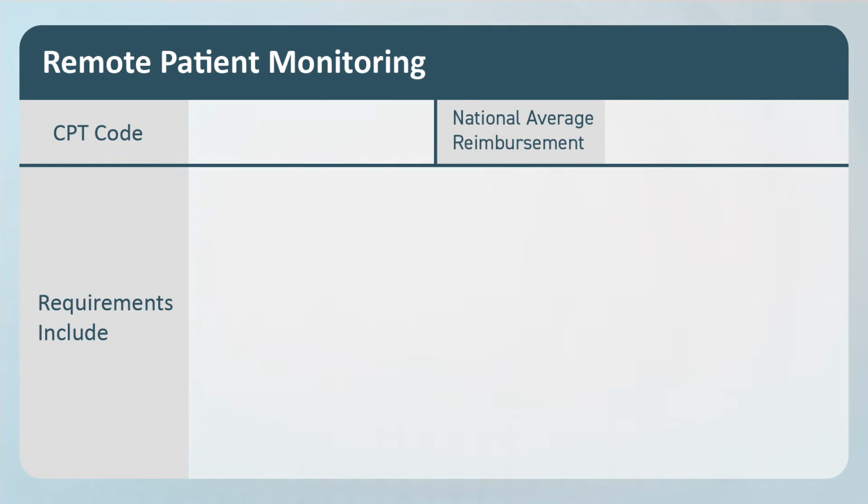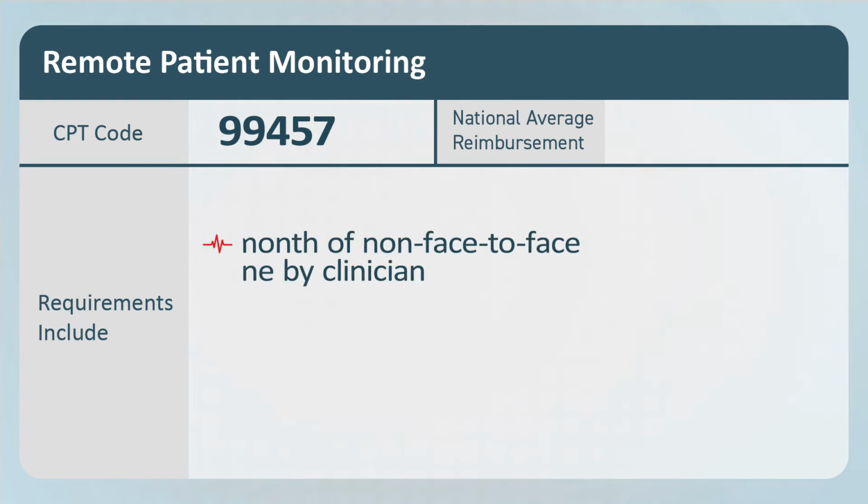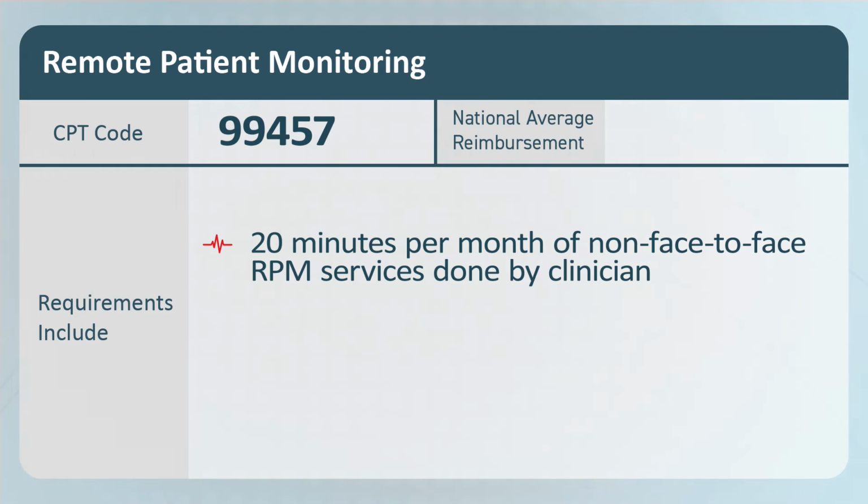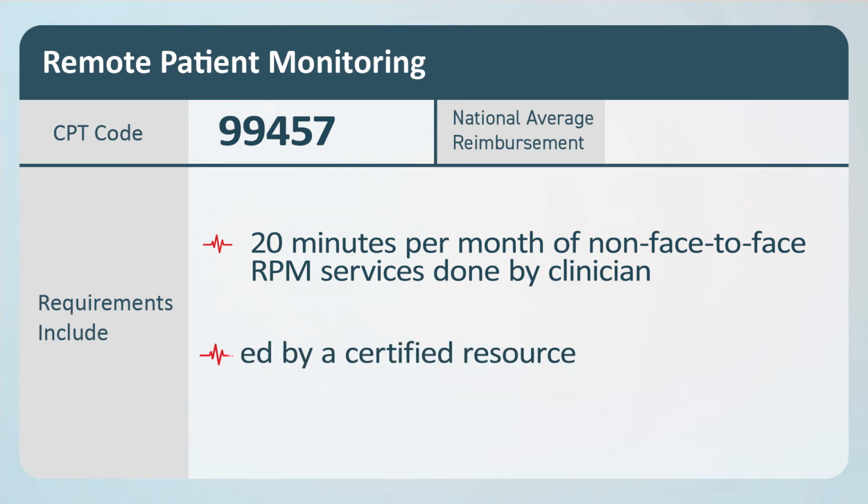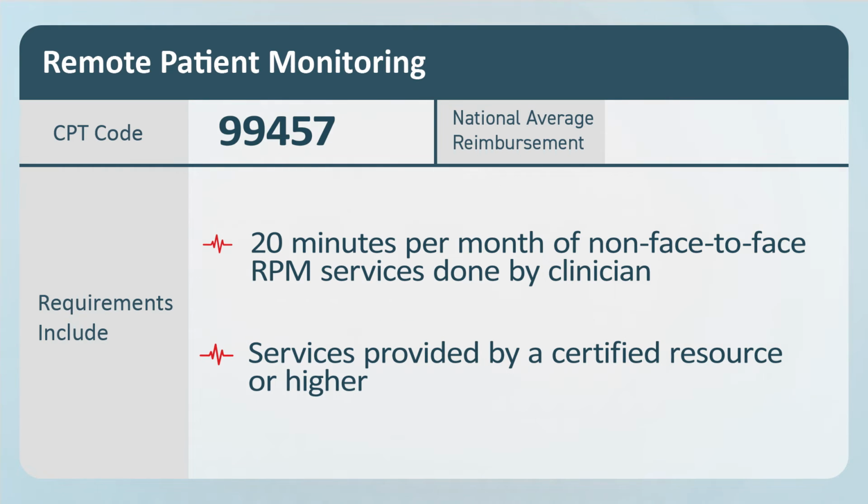First is code 99457 for at least 20 minutes of non-face-to-face RPM services per month performed by clinical staff. Clinical staff can be a certified nursing assistant, certified medical assistant, or higher. 99457 has a current national average reimbursement of about $48 a month.